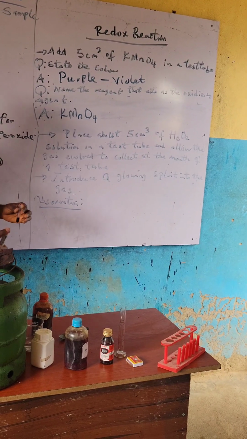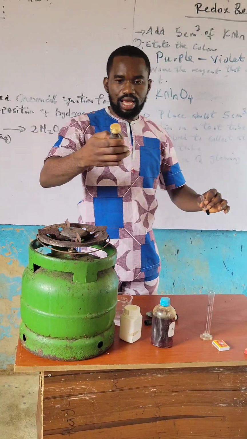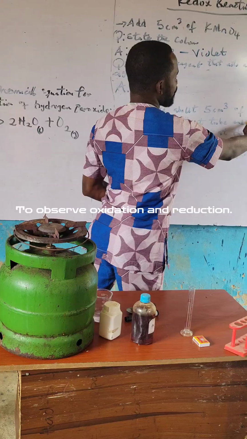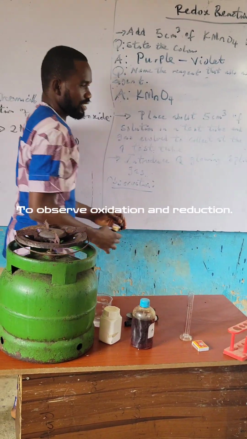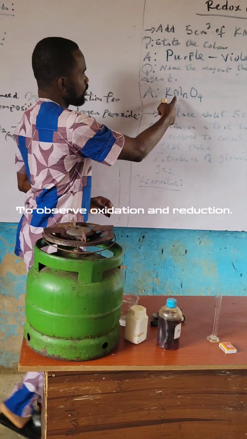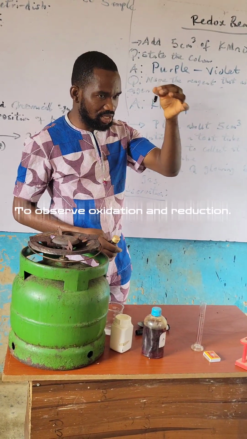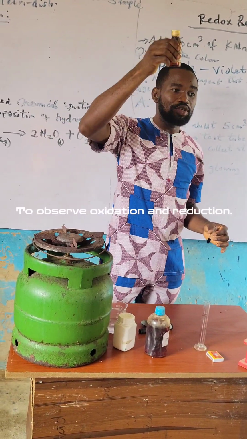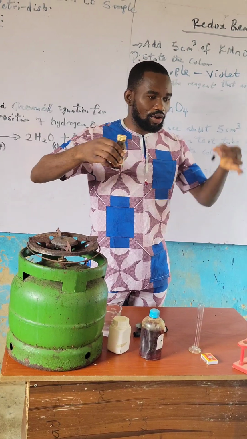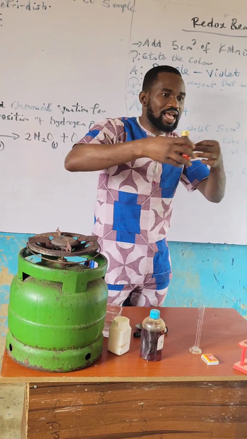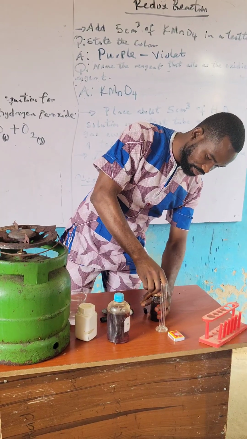Now we are asked to add hydrogen peroxide. The symbol is H₂O₂. This is what we call hydrogen peroxide. We're going to add it to our KMnO₄. Don't forget this is an oxidizing agent. If you add this one, this is a reducing agent. If I add this one to this one, it is going to oxidize this one. This is peroxide.